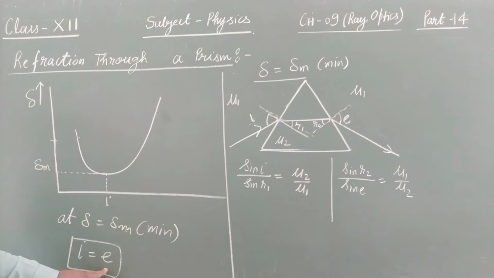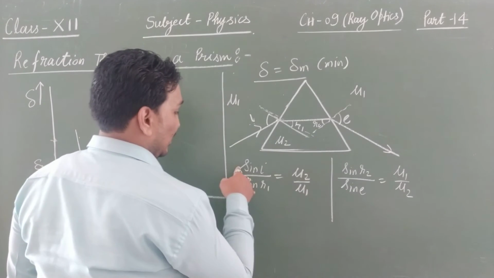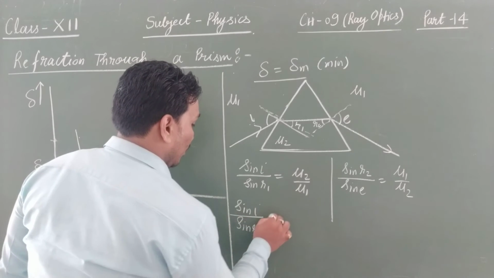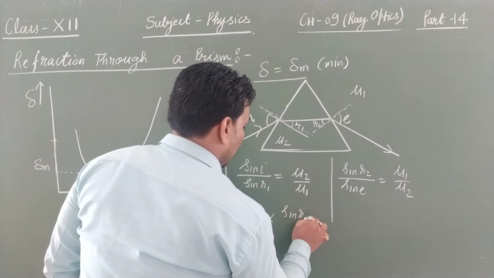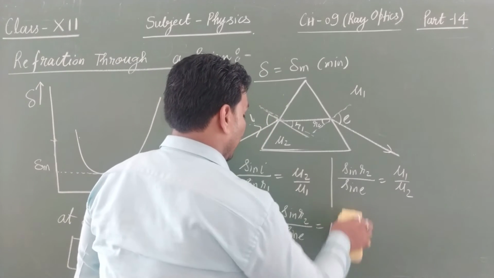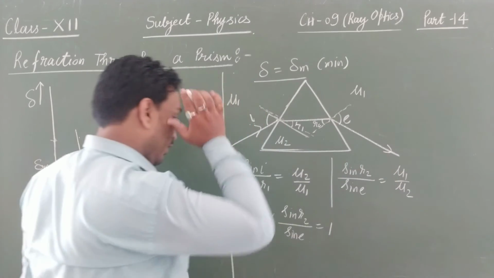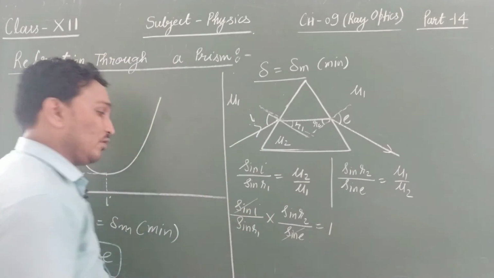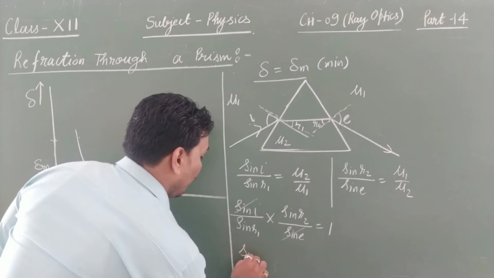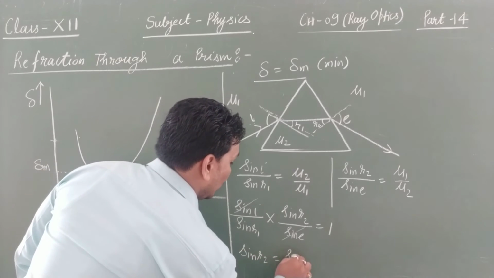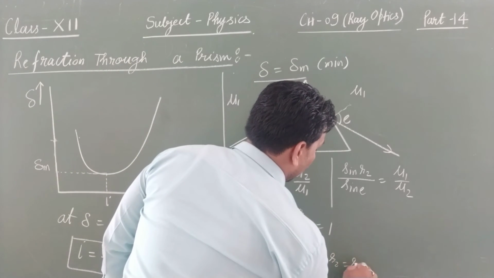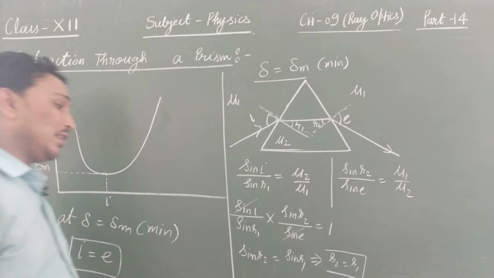So if you multiply these two equations and just remember that delta is equal to delta m, and because of that I is equal to E, if you multiply both of them, then sin I upon sin R1 multiplied by sin R2 upon sin E, in the right hand side it will become mu2 upon mu1 multiplied by mu1 upon mu2, which is 1. Sin E and sin I also will cancel each other because I and E are equal. So we'll have sin R2 is equal to sin R1, or we can say R2 is equal to R1 also. So this is the second conclusion.